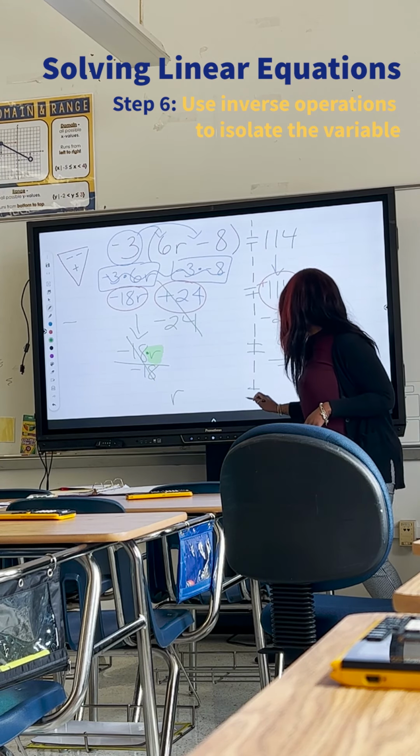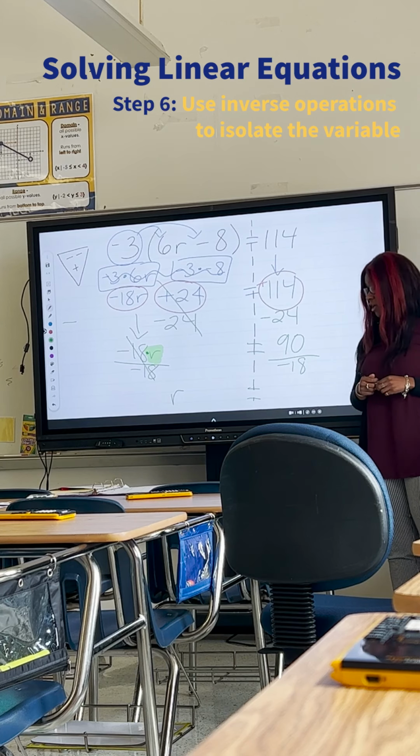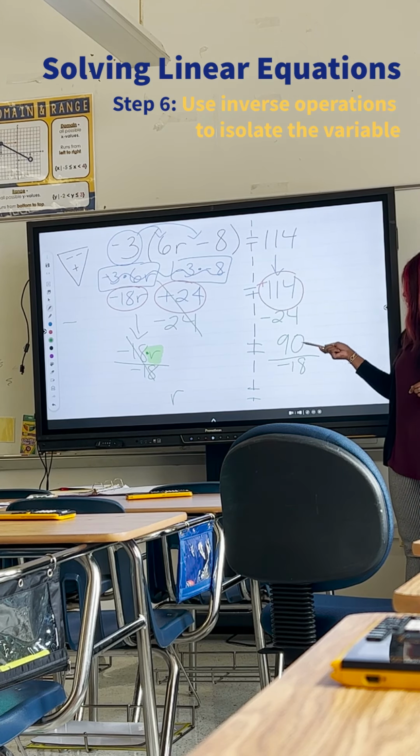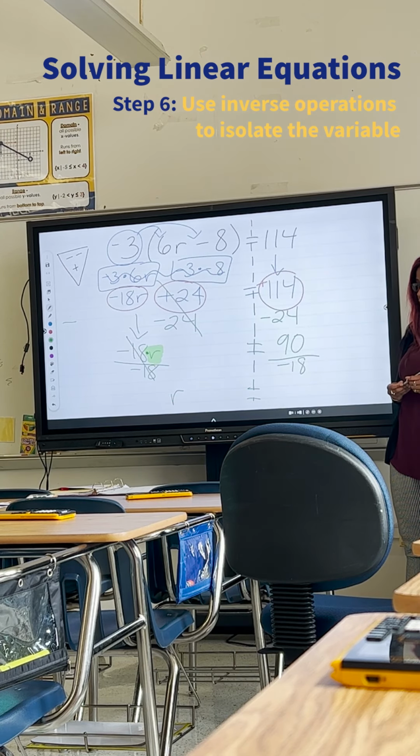R equals, put this in your calculator as a fraction, positive 90 in the numerator, negative 18 in the denominator, hit enter, and what does it give you? Negative 90 over negative 18 is incomplete. Oh yeah, because you've got to do control enter. Control enter, and it gives you negative 5.